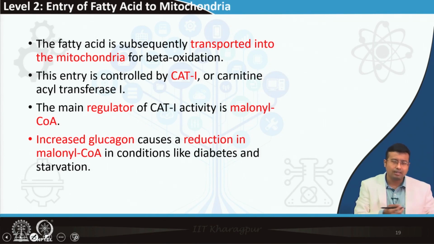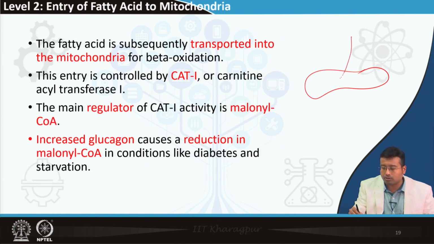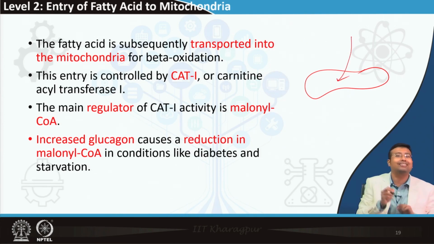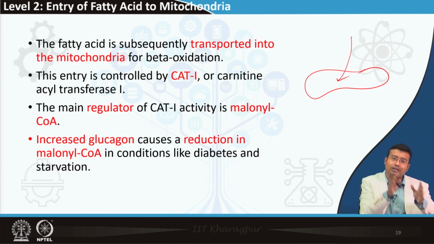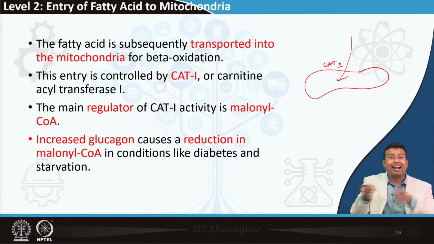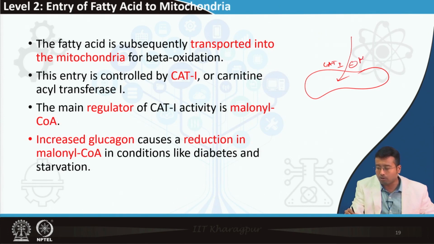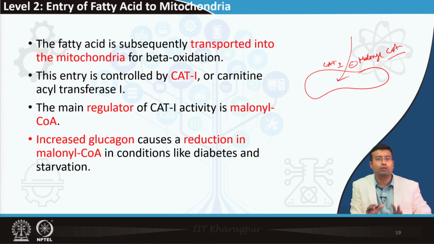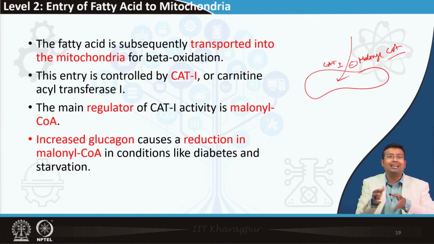Now, the next stage is that the fatty acids have to go inside the mitochondria. Suppose this is the mitochondria; the fatty acid has to go inside in order to undergo beta oxidation. The fatty acids cannot be utilized in the cytosol. So who does it? We already read in beta oxidation, that is the carnitine pathway. Carnitine acyl transferase, CAT1, is actually regulated by malonyl-CoA. We will be discussing malonyl-CoA more in fatty acid synthesis, but it is a compound which regulates this step.